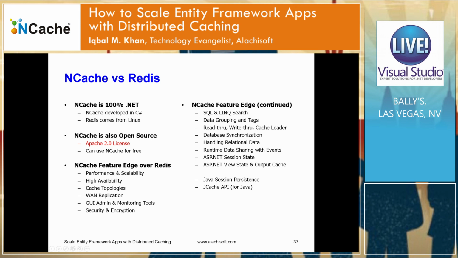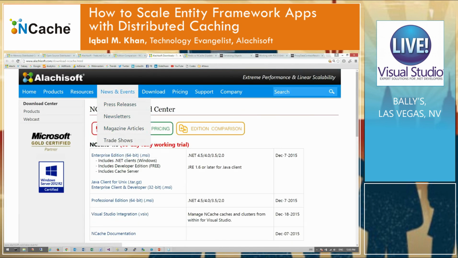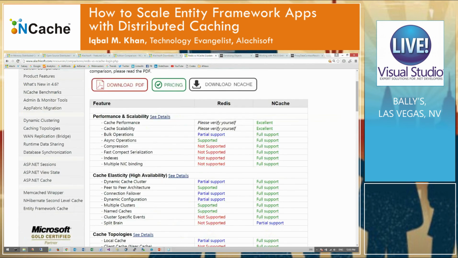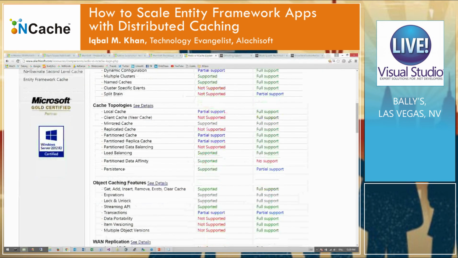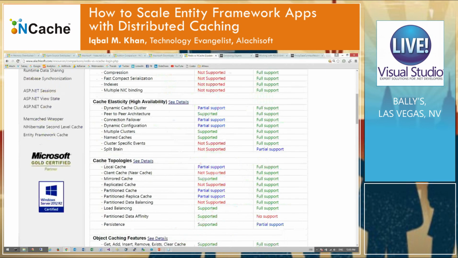ASP.NET session state Microsoft has implemented, so that is wrong here. It's outdated. But they don't have view state. They do have output cache. They don't have view state. But you can do the comparison. If you come to our website, there's a detailed comparison that you can take a look at between NCache and Redis. And you can download it. By the way, red and blue is not good. Green is good.